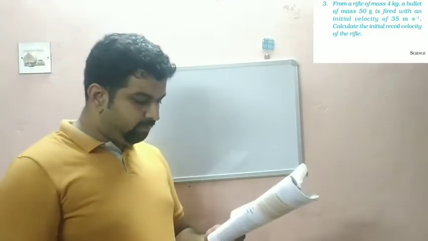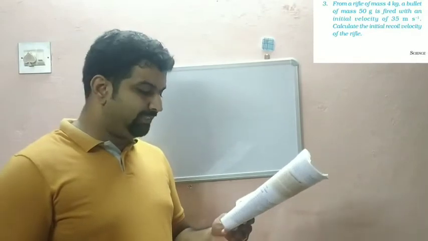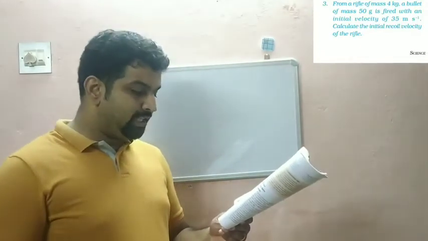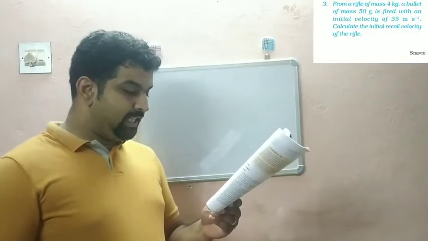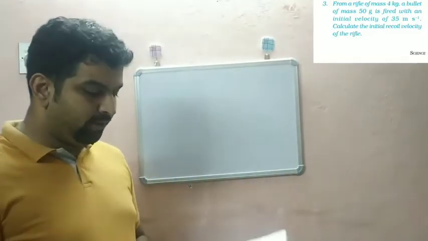From a rifle of mass 4 kg, a bullet of mass 50 gram is fired with an initial velocity of 35 m/s. Calculate the initial recoil velocity of the rifle.